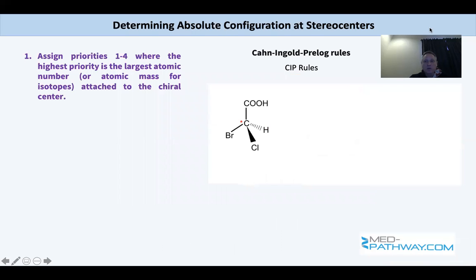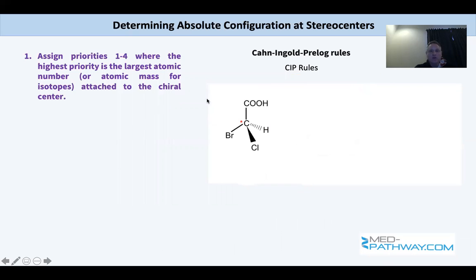So let's determine the absolute configuration. We've talked about R and S, and these use the Cahn-Ingold-Prelog rules. We call them the CIP rules. So what you do is you recognize your carbon stereocenter. You say this is an sp3 carbon with 4 different groups bound to it. We see a bromine, a chlorine, a hydrogen, and a carbon, okay? Now what you do is you assign priorities 1 through 4, where 1 is the largest atomic number. If you're dealing with isotopes like deuterium and tritium or protium for hydrogen, then it's the atomic mass of the isotopes that determines their corresponding relative priorities.